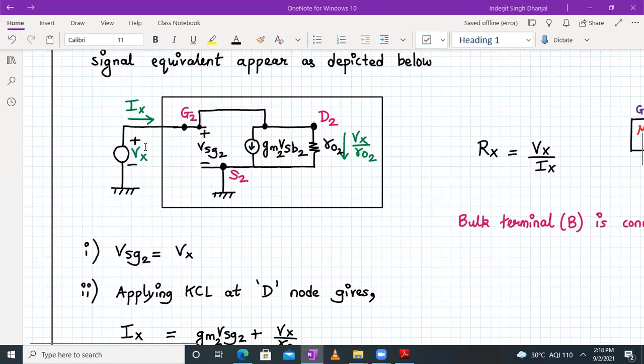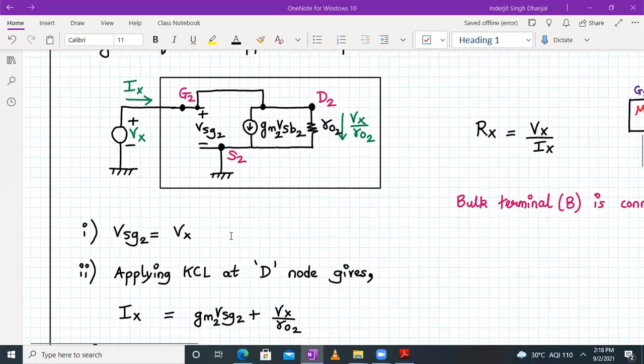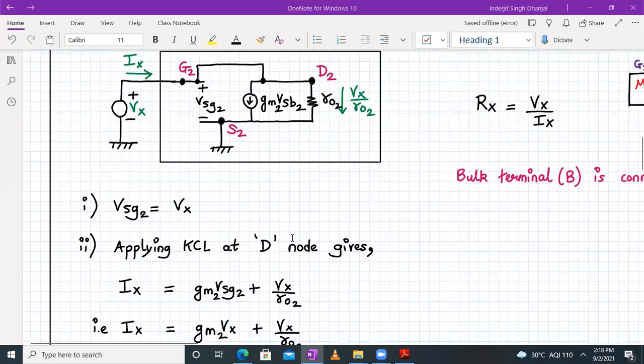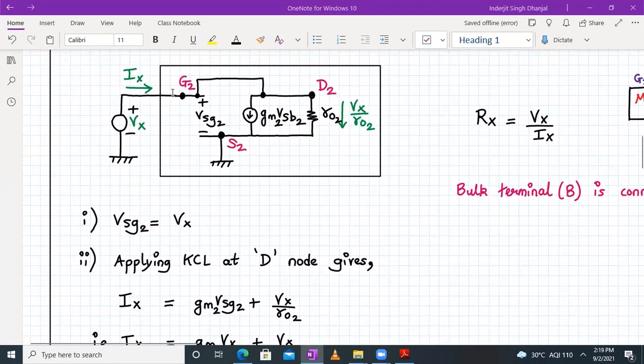From the diagram, can we make a smart observation that VSG2 is equal to Vx, correct? And now what we are going to do is apply KCL at the drain node, at the drain 2 node basically. So what will happen over here is that we have one incoming current and two outgoing currents.